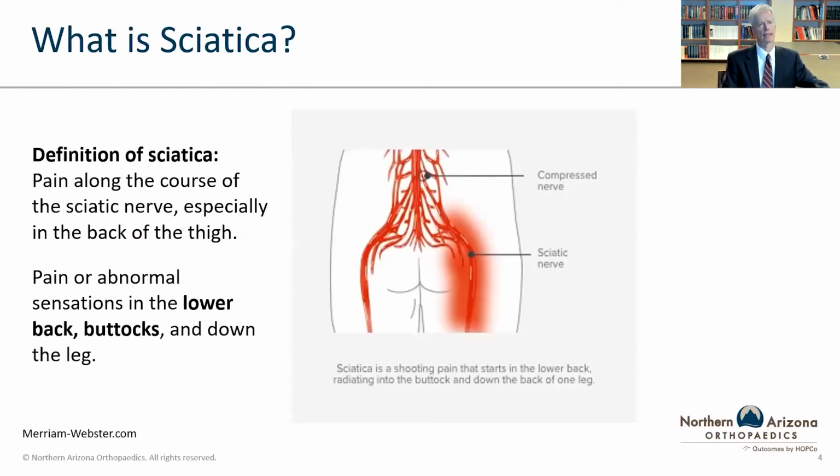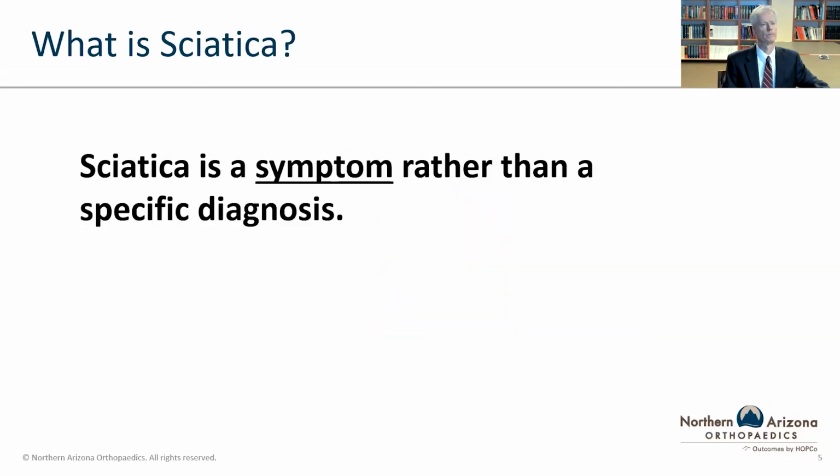So what is sciatica? The definition of sciatica, if you look it up in the dictionary, is pain along the course of the sciatic nerve. Looking at our diagram, the sciatic nerve comes down around your buttock. It can be pain in the buttock, especially towards the back of the thigh. Or another definition: pain or abnormal sensations in the lower back, buttocks, and down the leg. And typically, it is one side more than the other.